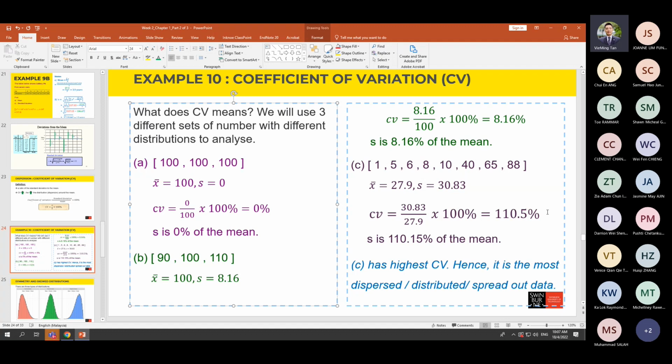So set C has the highest dispersed data. Set A has the most consistent. Most consistent means stable. Most consistent or most stable data.